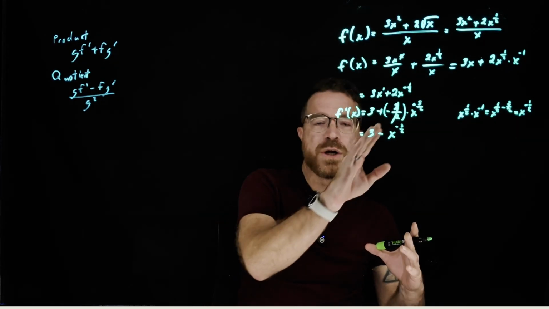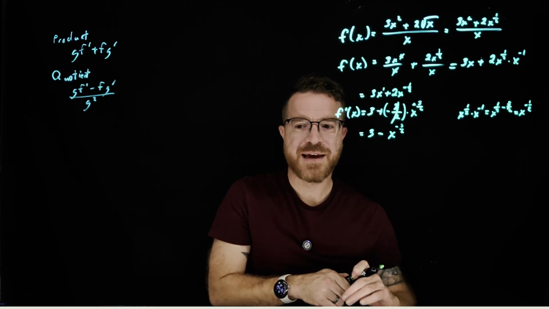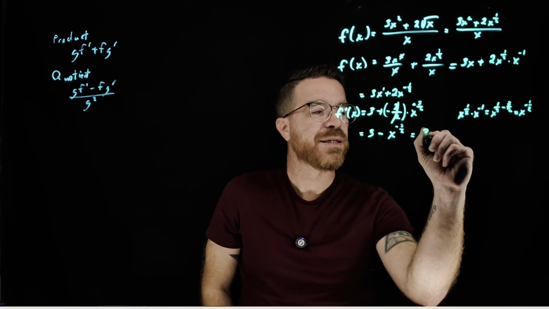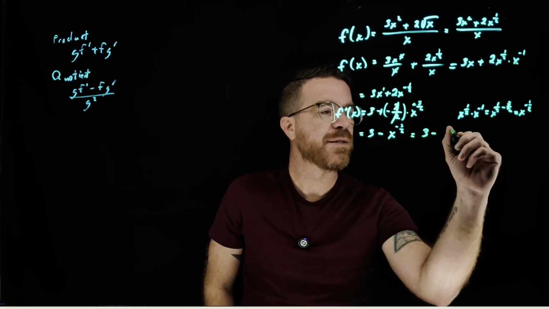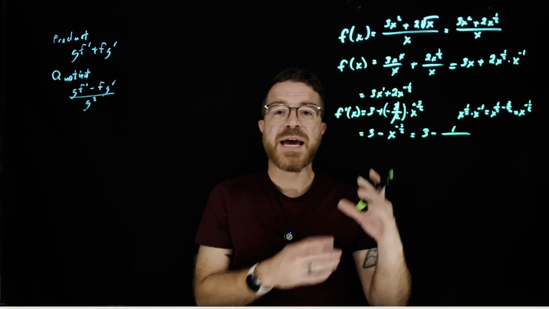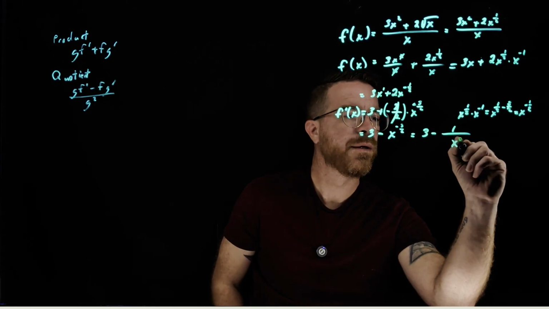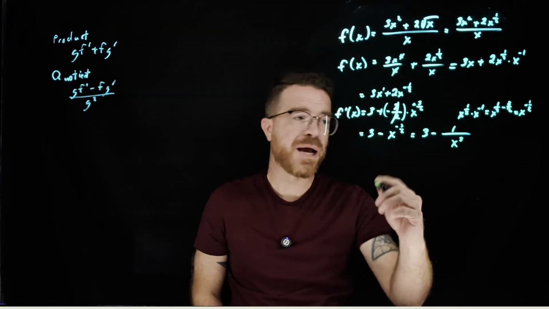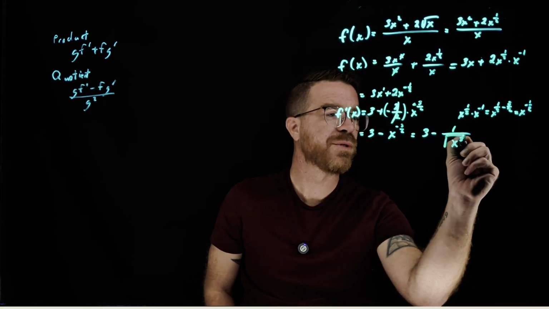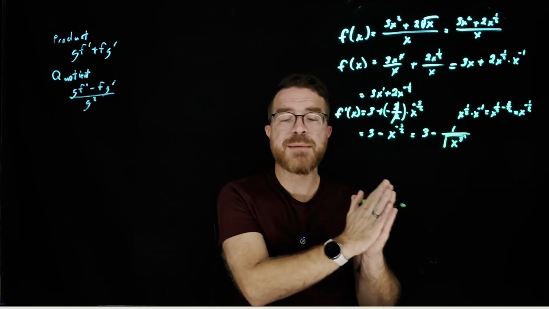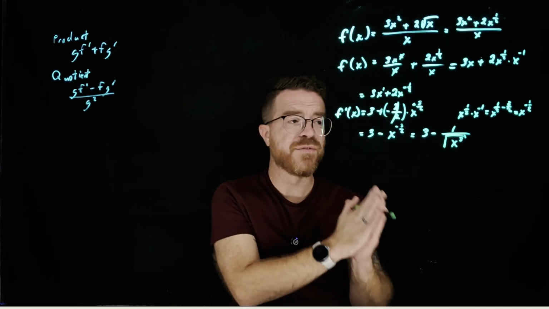So I'm going to have 1 over x to the 3/2. And then rewriting this, I will get that this is equal to 3 minus 1 over x to the 3/2. The 3 means that it's x cubed, and the 1/2 power means that it is the square root. So this means that my final derivative is 3 minus 1 over the square root of x cubed.